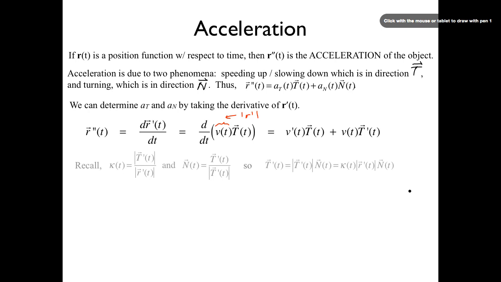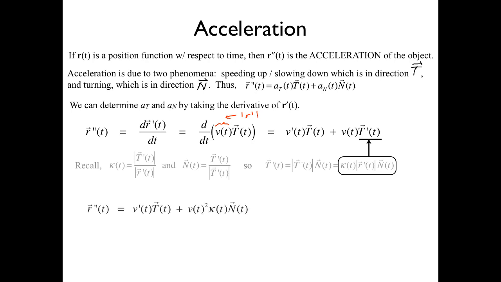All right, so we can substitute that in for there. So using our formulas for n and curvature from before, we can rearrange those, and we can replace t prime with curvature times magnitude of the velocity times n. Okay, so when we do that, we get this.